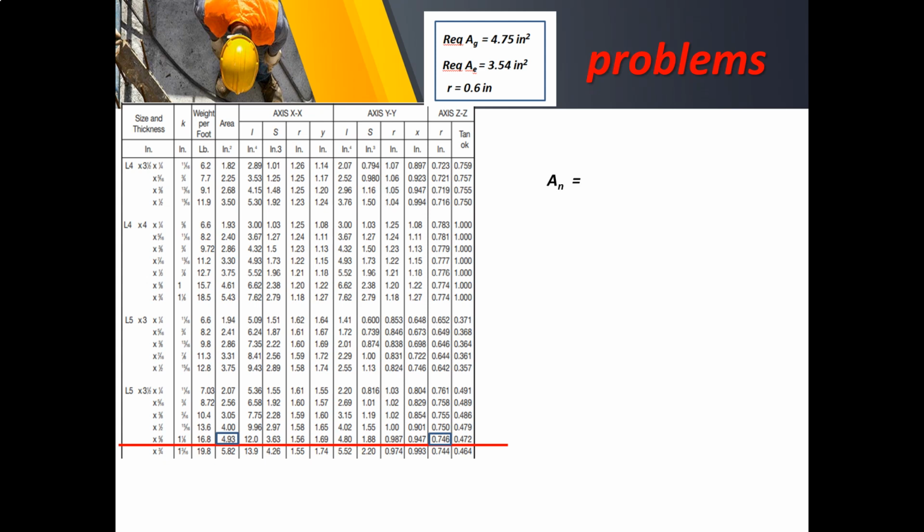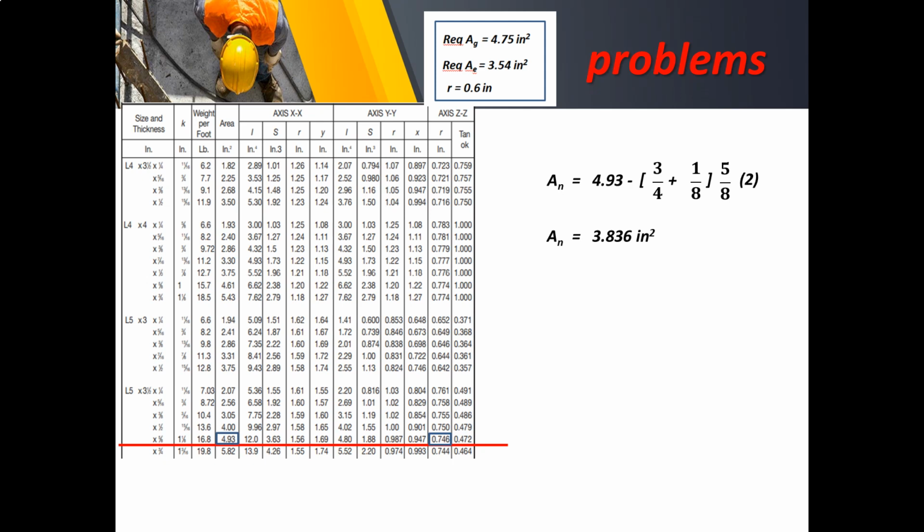So calculating for the net area, we have the gross area 4.93. We deduct again the area occupied by the holes. We have 3/4 plus 1/8. Of course, this time the thickness is 5/8. Okay? And there are 2 rows of connection. Therefore, the net area would yield to 3.836 square inches.